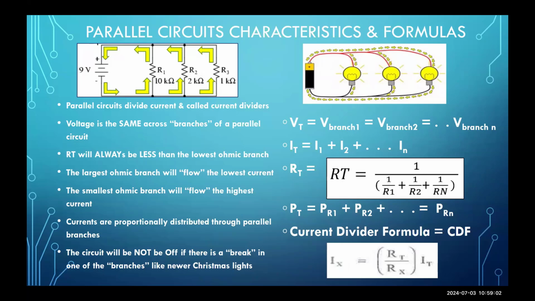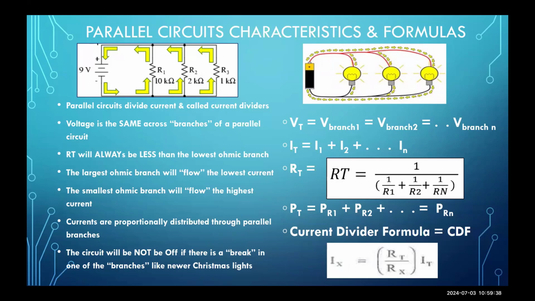So second bullet point, voltage is the same across the branches of a parallel circuit. Each one of these, R1, R2, R3, represents a pathway, a branch by which the current can be split. So branches are the nickname for the pathways in a parallel circuit. Third bullet point, RT will always be less than the lowest ohmic branch. We'll show you how to calculate this in a moment, but record this. Your lowest ohmic branch of these 3 is 1 kilo ohms.